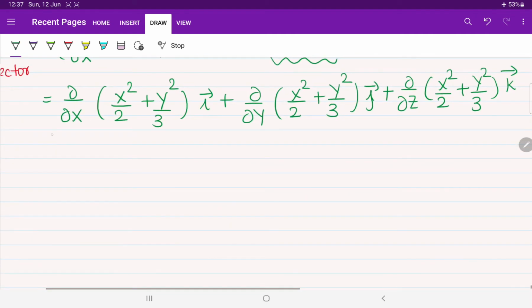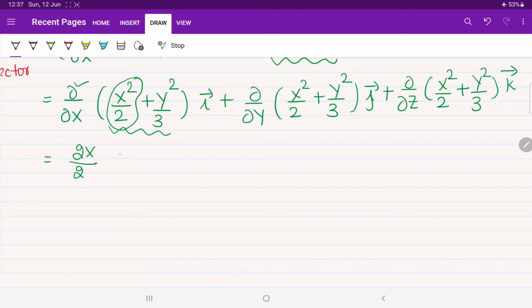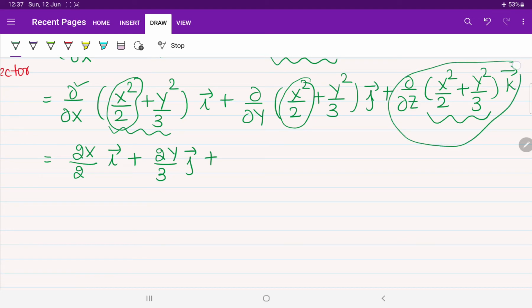Now if we observe the differentiation, first when we differentiate this whole function with respect to x, in the first expression we have x, so differentiation of x square becomes 2x, and in the denominator we have a 2. The second term becomes 0 because there is no x term, so 2x by 2 into i vector. Repeat the same with y. The first term will be 0 because there is no y. The second term becomes differentiation of y square, which is 2y, with 3 in the denominator. In the third expression we do not have any z component, so this total value is 0, so we can directly put 0 times k vector.